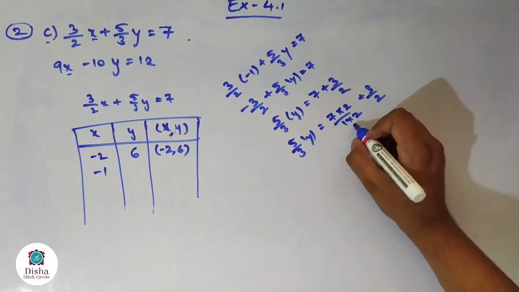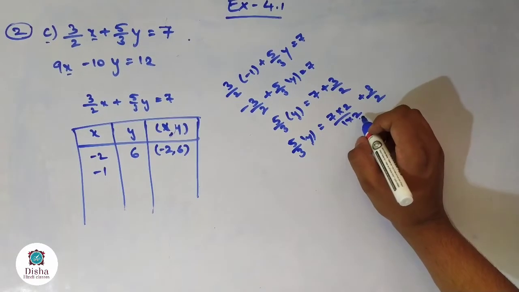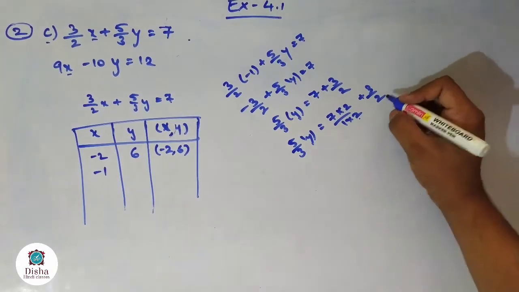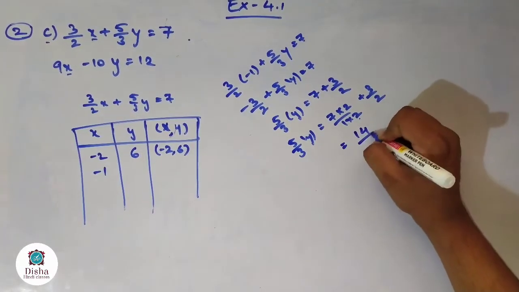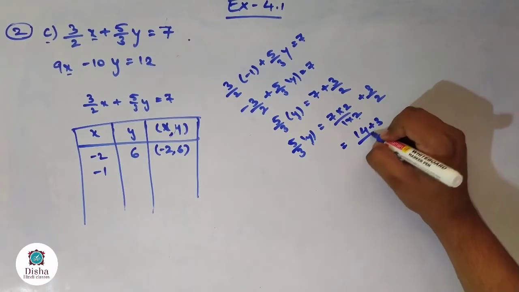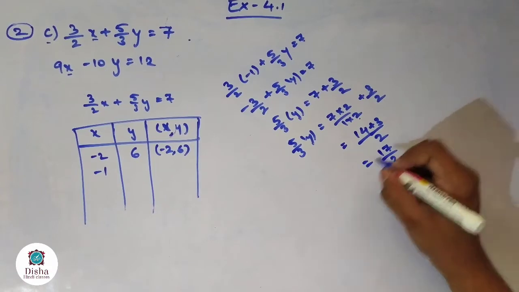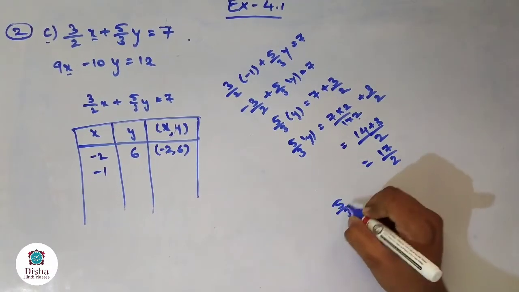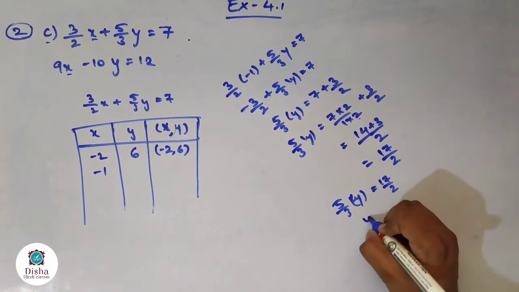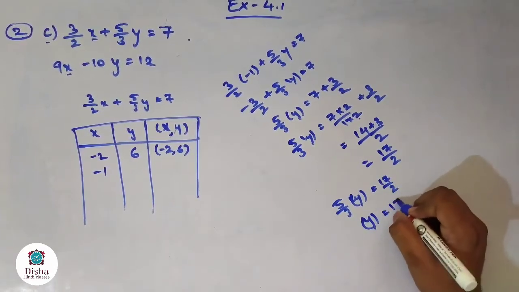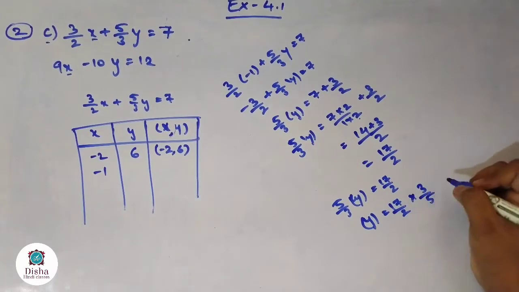If we have to get the denominator 2, we should multiply the numerator and denominator by the multiple from which the denominator will be equal. So it will become 14 plus 3 by 2. So therefore 17 by 2. Now 5 by 3 y equals 17 by 2. Now y equals 17 by 2 into 3 by 5.